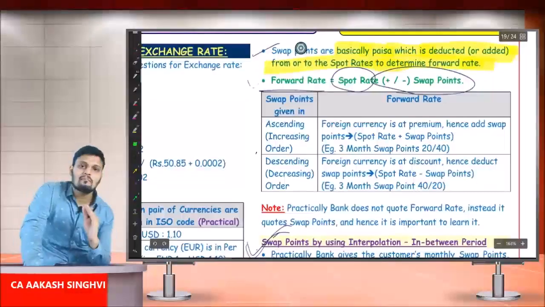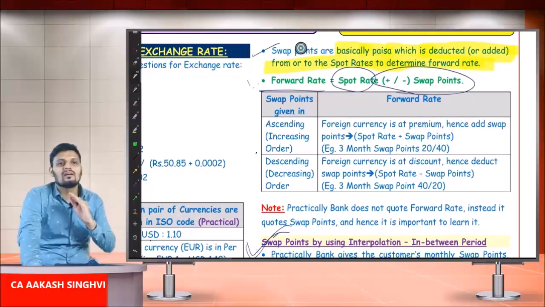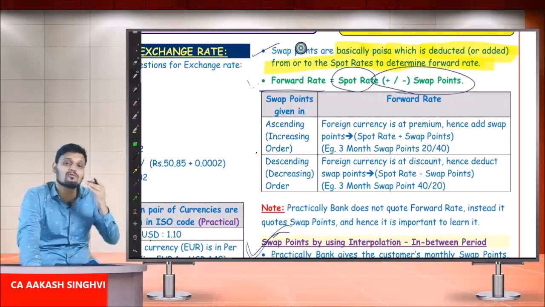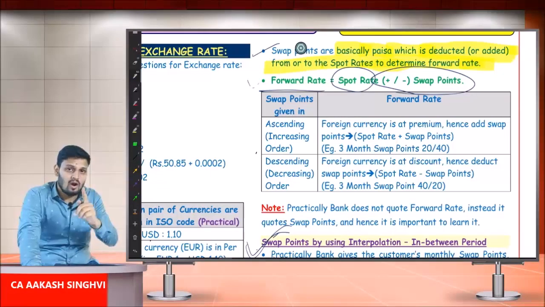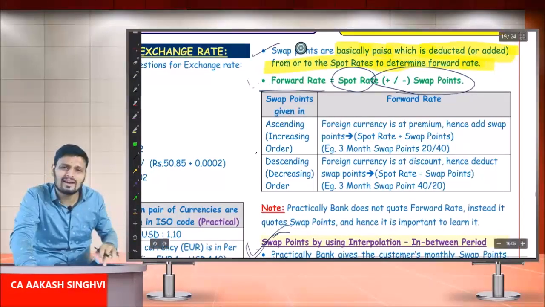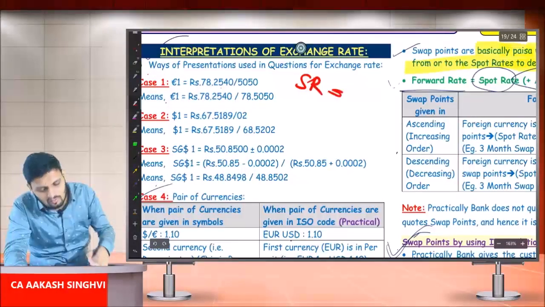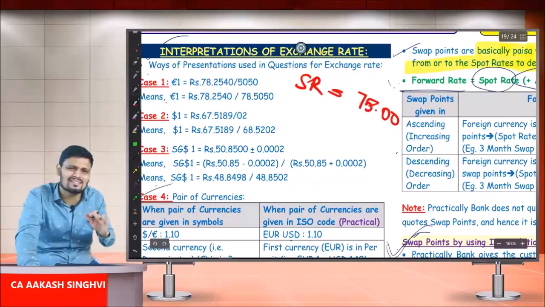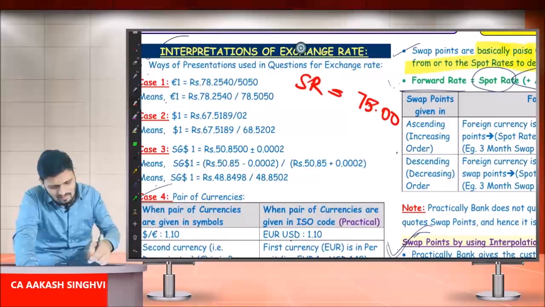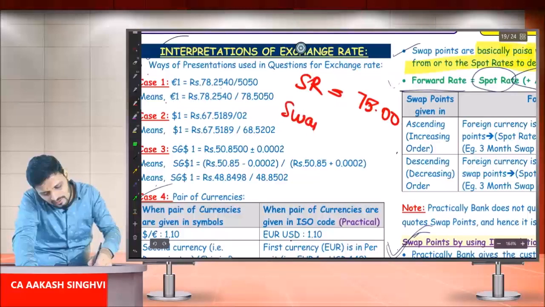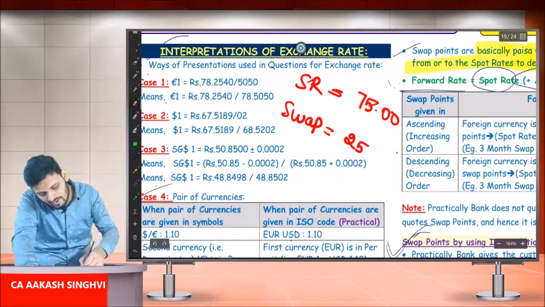Okay. So swap points are given for you to find out the forward rate. Spot rate is given. Let me try to explain with an example. That becomes very easy, right? Spot rate equals 75. Let us take the same example so that we are not getting lost. Swap points, they have given us 25 points.